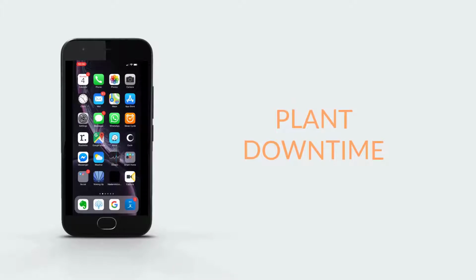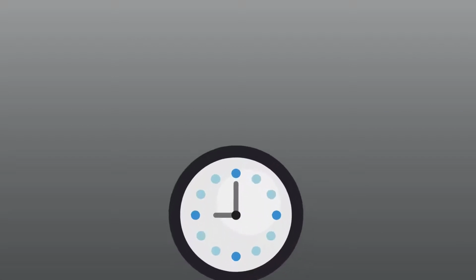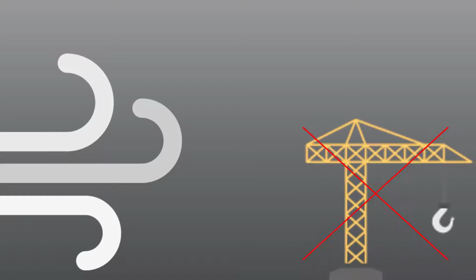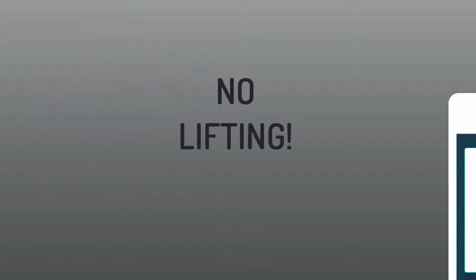Our first example relates to plant downtime. Let's say it's 9 AM, and due to high winds, the tower crane must be taken out of action. All site lifts are suspended. Let's note this in the site diary.